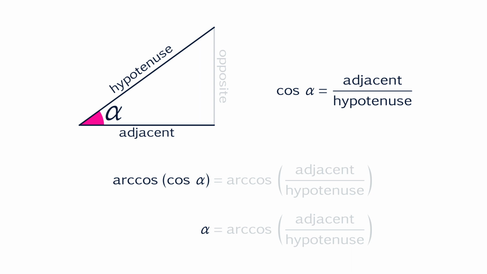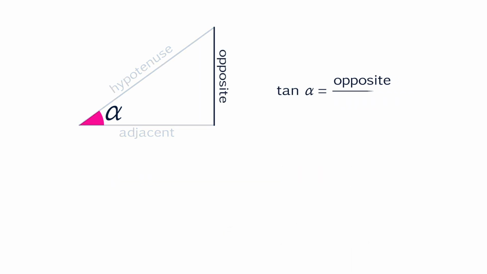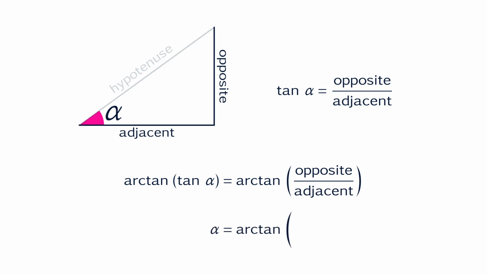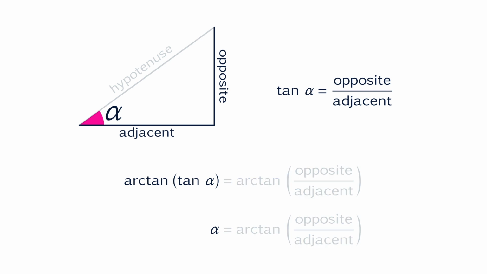Finally, tangent and arctangent. You have that tangent alpha equals the opposite divided by the adjacent. Again, to find the angle you need to solve for alpha, you need to use arctangent because it undoes what tangent does. So, arctangent of tangent alpha equals arctangent of the opposite over the adjacent, which gives, like the previous two cases, alpha equals arctangent of the opposite over the adjacent. So, tangent and arctangent revert each other's actions just like the two others.